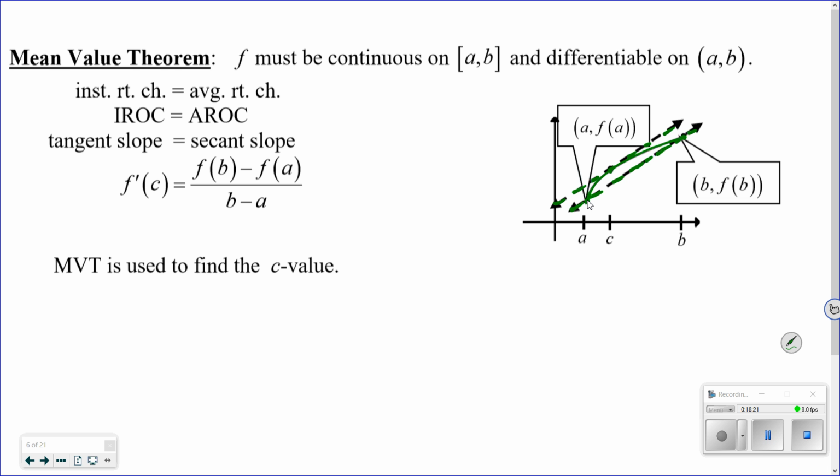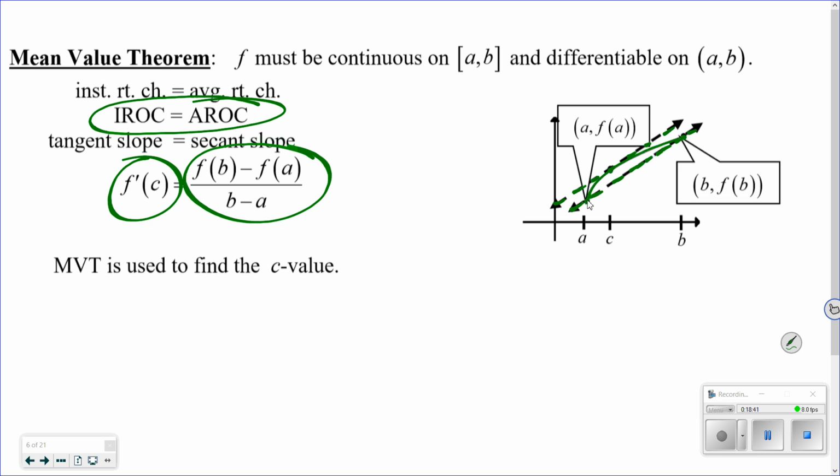So this is the way I remember it: as long as it meets the requirements, it's continuous and differentiable, then what I'm looking for is when the average rate of change equals the instant rate of change. Remember, the average rate of change is like slope, y minus y over x minus x. The instant rate of change is our derivative. So when does the slope of the secant line equal the derivative? And a lot of times they'll ask you to find the c value on that.